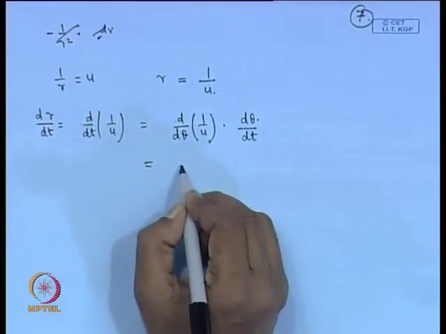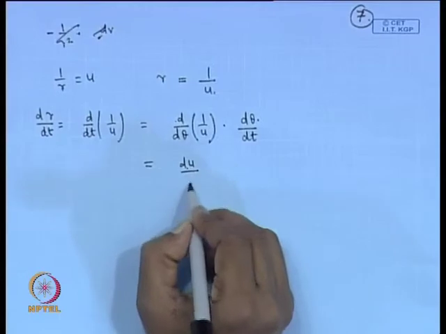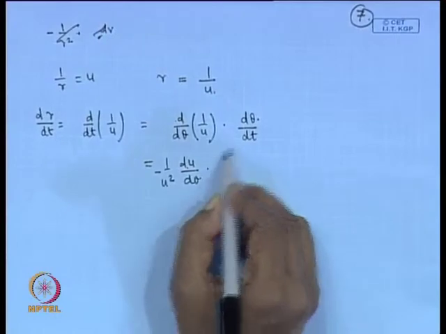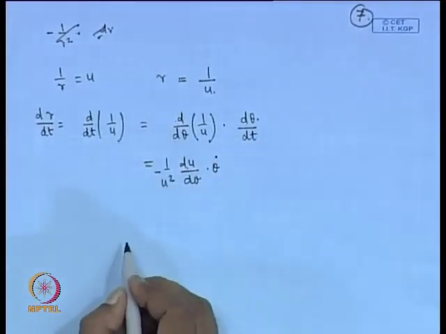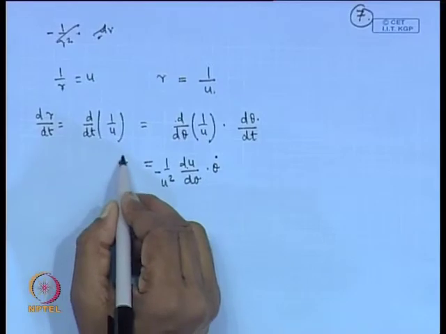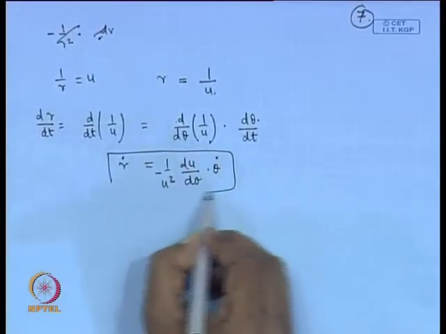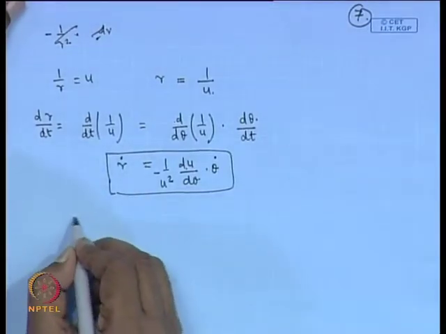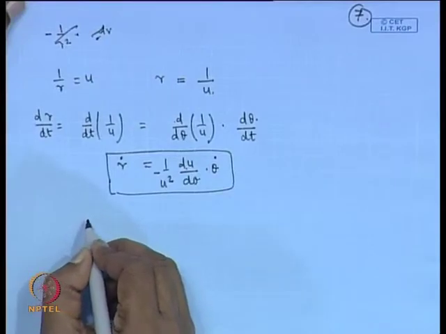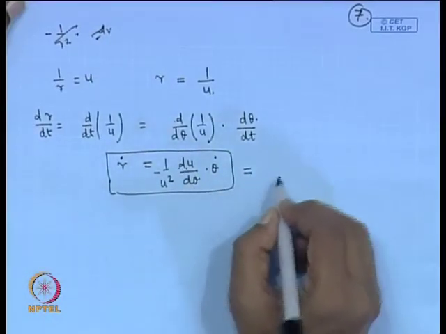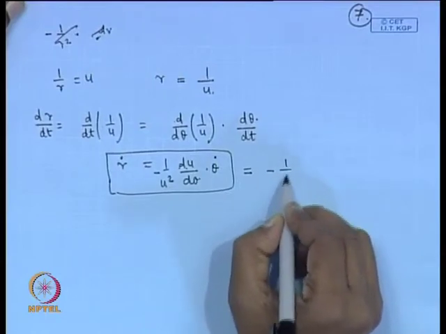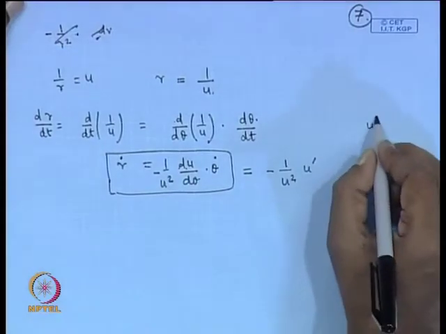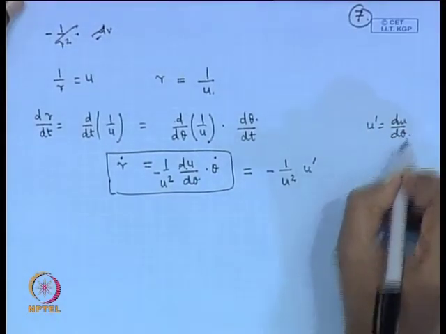So, therefore, this quantity here becomes du by d theta and minus 1 by u square times d theta by dt, which is nothing but theta dot, and on the left hand side we have r dot. But we need r double dot, therefore, we need to differentiate this once more. So, du by d theta we will write as u prime. u prime is nothing but du by d theta.